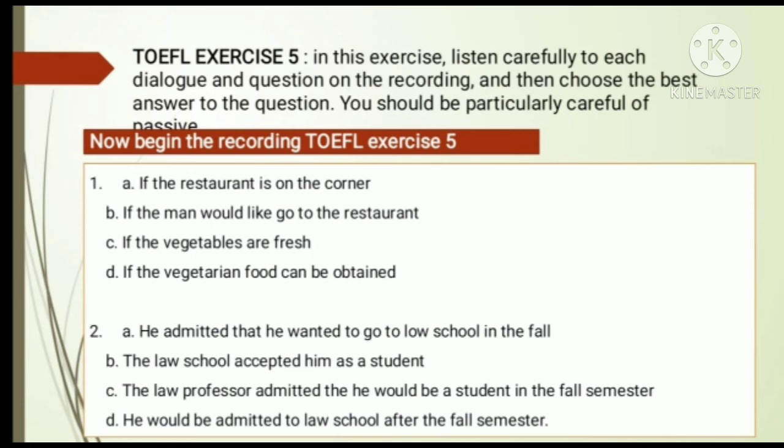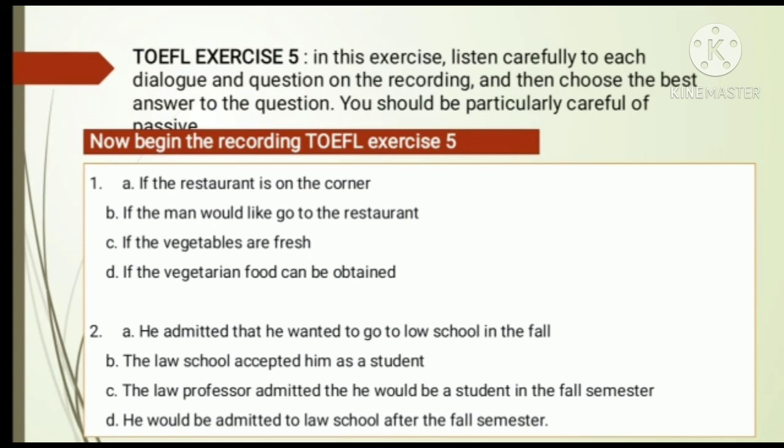TOEFL Exercise 5. In this exercise, listen carefully to the short conversation and question on the tape, and then choose the best answer to the question. You should be particularly careful of passives.